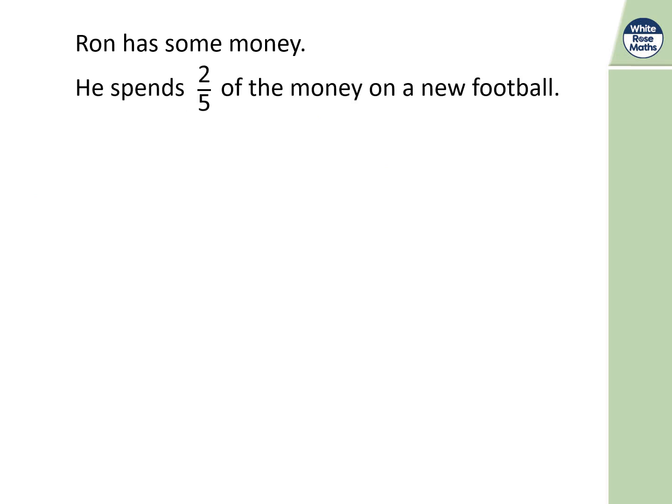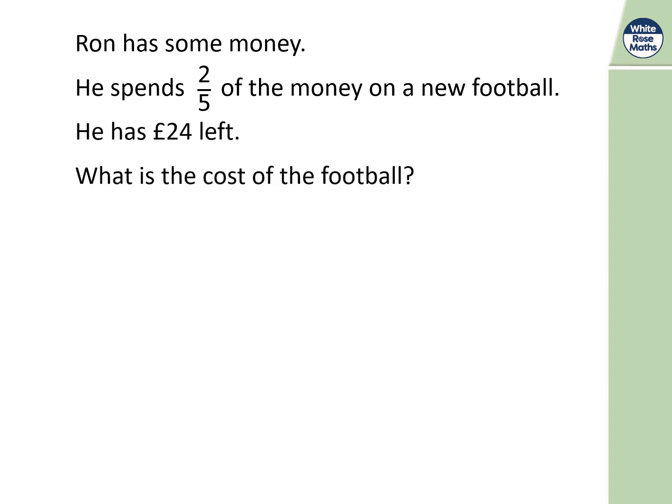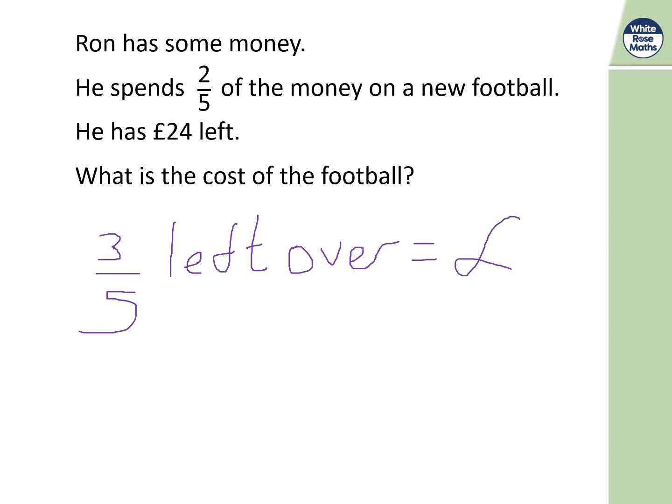So Ron has some money. He spends 2/5 of his money on a new football. He has £24 left. What is the cost of the football? Okay, so if he spends 2/5, that means he has 3/5 left over. Now this 3/5 will be equal to £24.